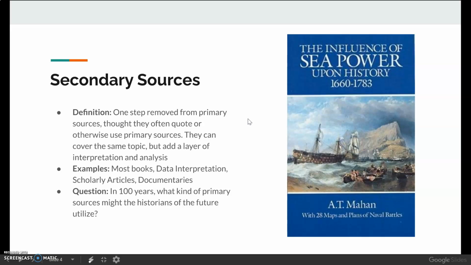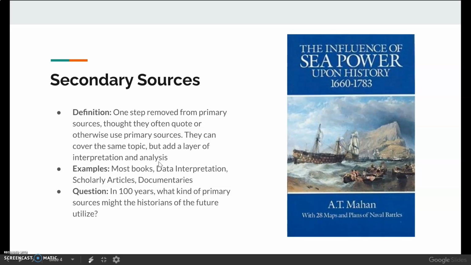Next up, secondary sources. I'll just read off the definition real quick. These sources are one step removed from primary sources. However, they do often quote or otherwise use primary sources inside of them. They do cover the same topic, but they add a layer of interpretation and analysis. This is the big thing you want to remember. Secondary sources have interpretation and analysis, as opposed to primary sources, which just tell you how people were thinking at that time and usually lay out perspectives from that time period. It's going to be interpretation and analysis for secondary sources.